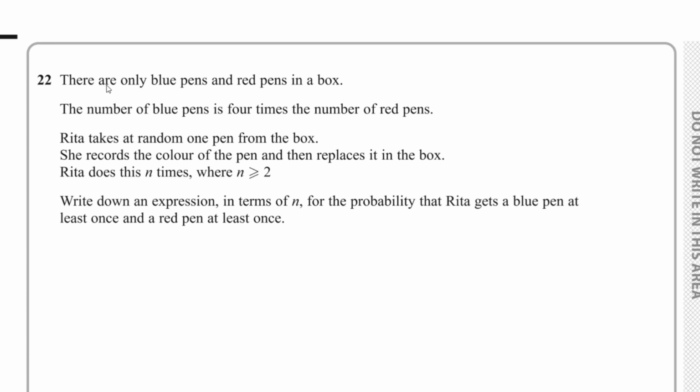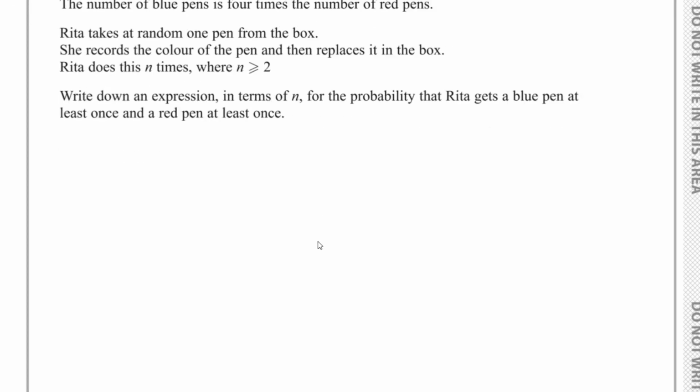Question number 22, there are only blue pens and red pens in a box. The number of blue pens is 4 times the number of red pens. Rita takes at random 1 pen from the box. She records the colour of the pen and then replaces it in the box. Rita does this n times where n is greater than or equal to 2. We have to write down an expression in terms of n for the probability that Rita gets a blue pen at least once and a red pen at least once.